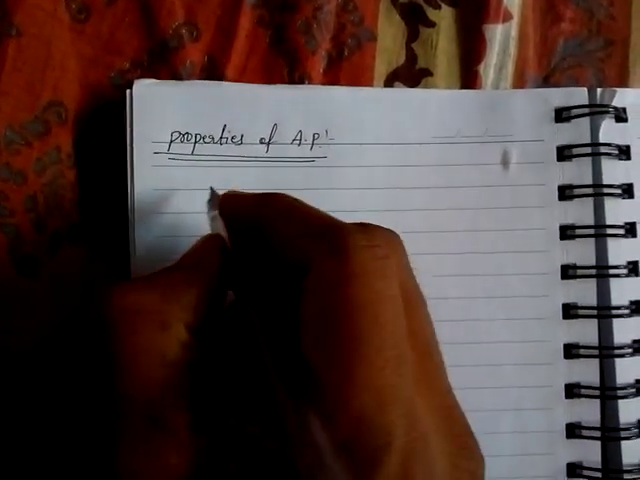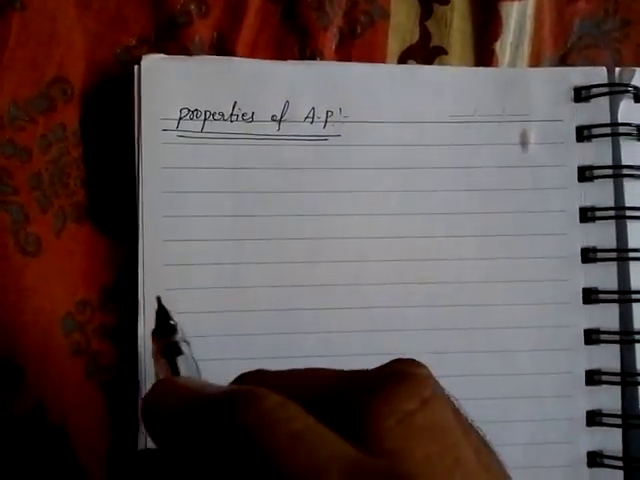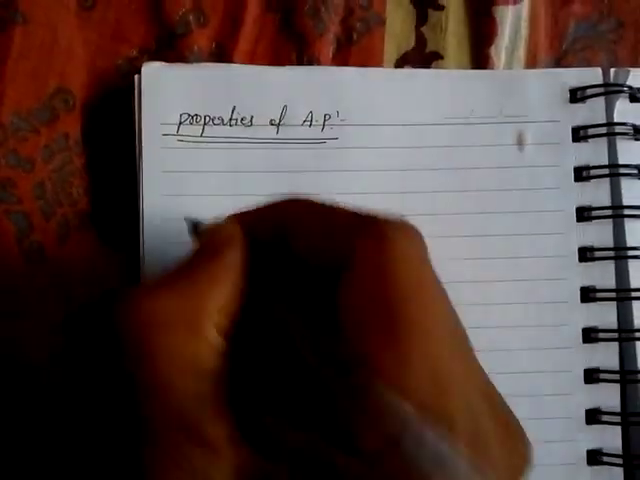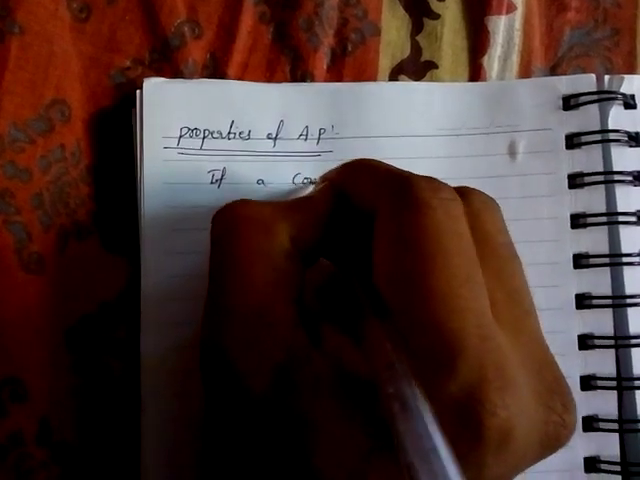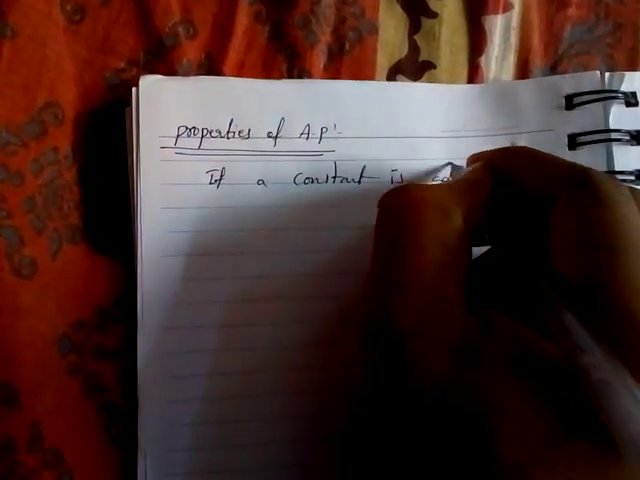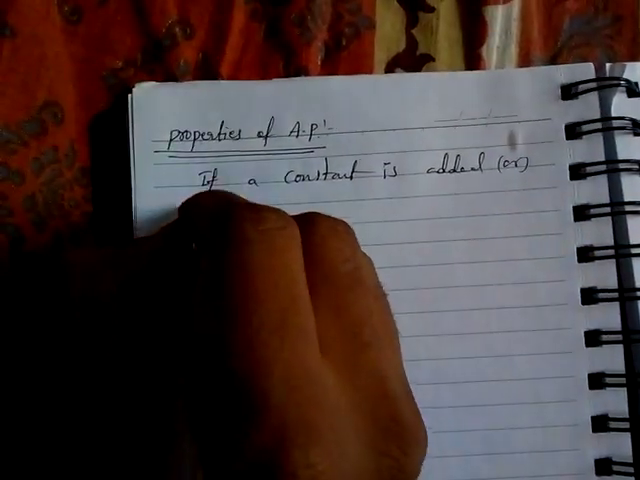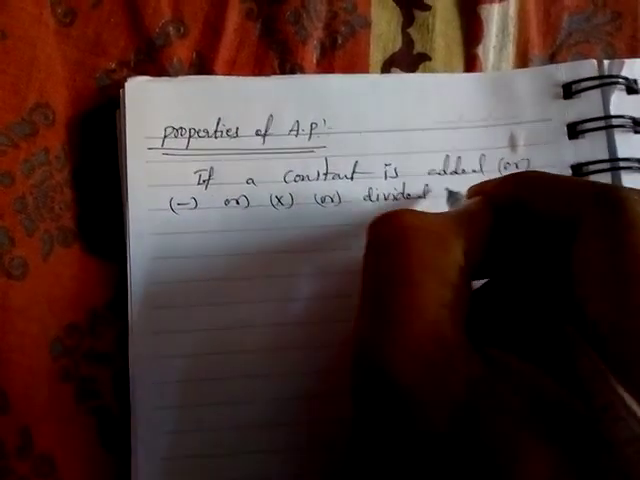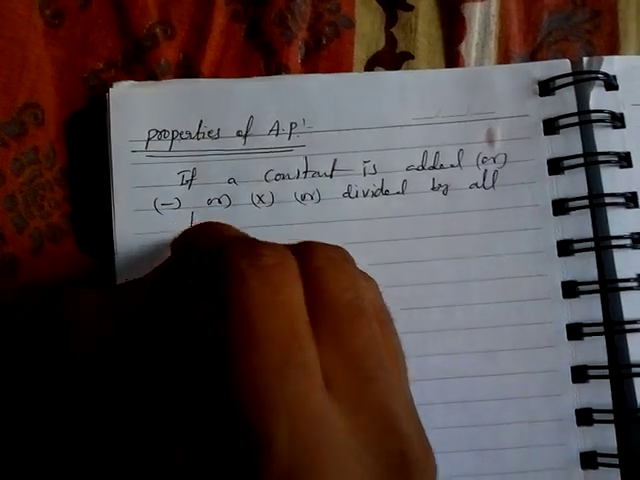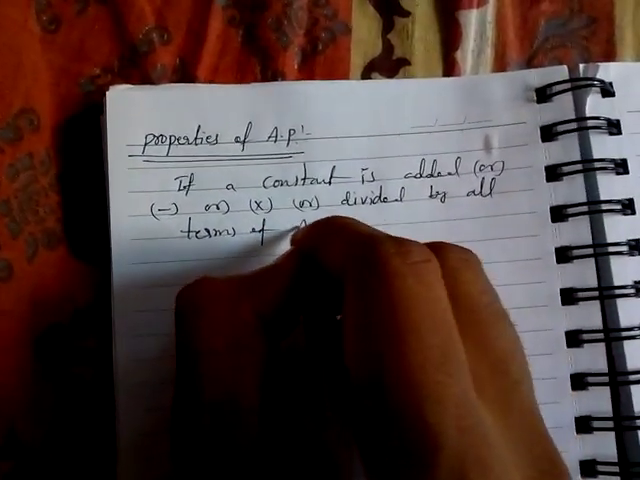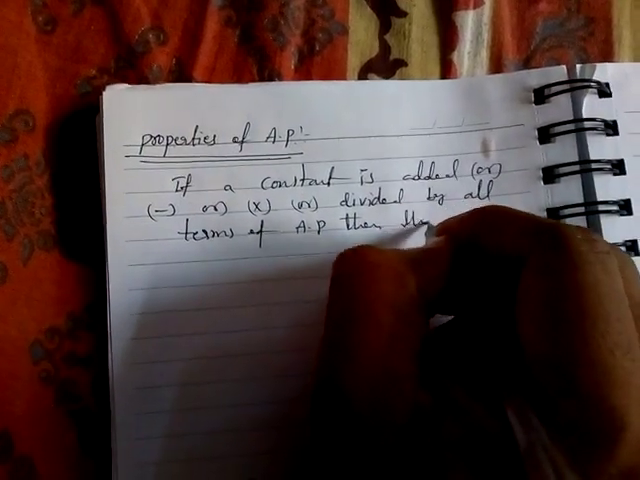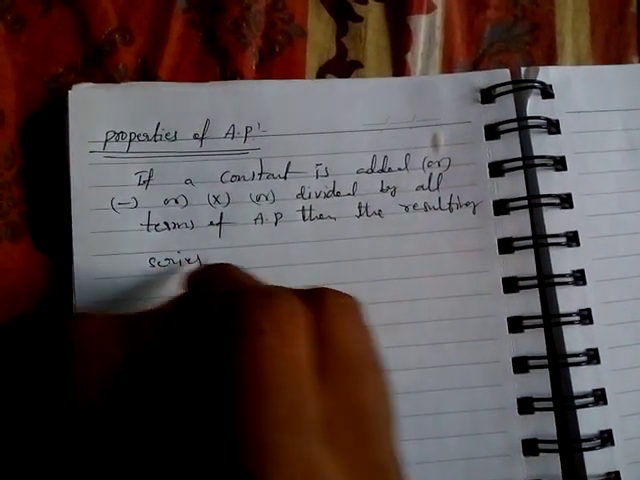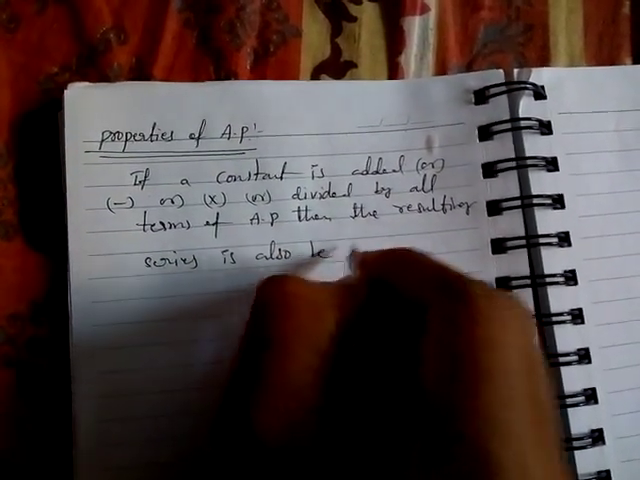So properties of AP. If a constant is added or subtracted or multiplied or divided to all terms of an AP, then the resulting series is also in AP.